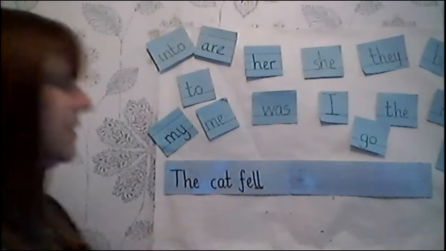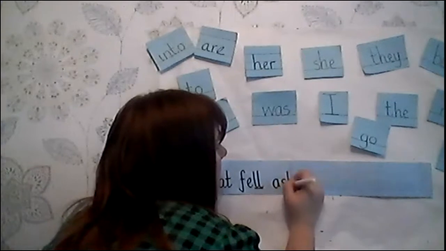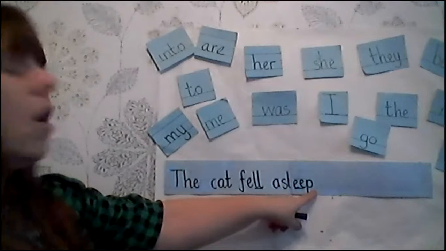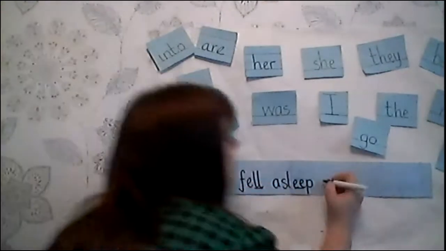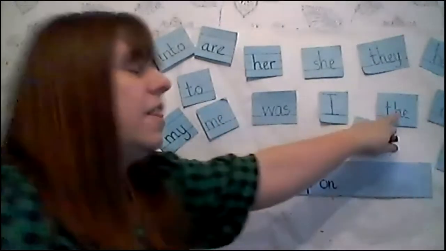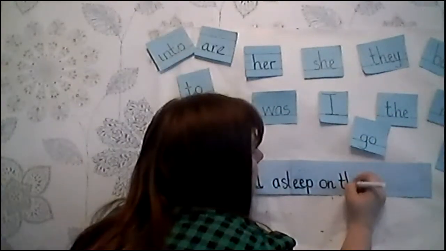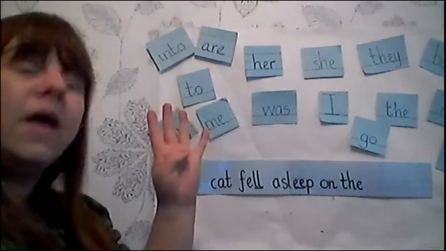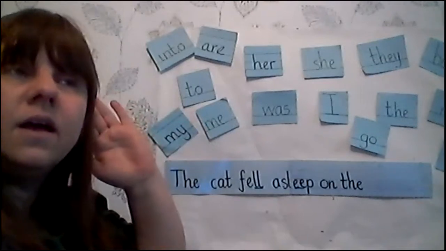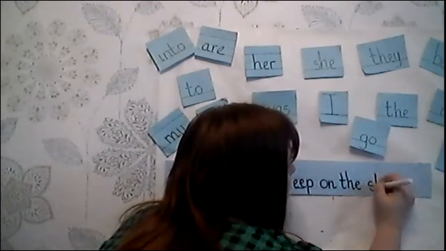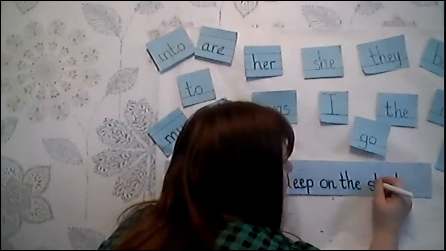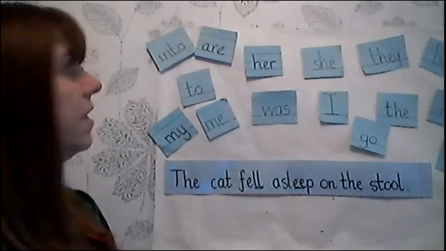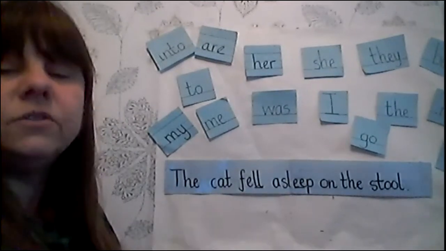The cat fell asleep. A, s, l, e, e, p, asleep. On the stool. On. The. Let's sound out stool. Are you ready? 1, 2, 3. Stool. Stool. Which two letters make the oo sound? Double o and o-o. Full stop at the end. The cat fell asleep on the stool. I think that's correct. You can reread it if you wish with your adult to check that it makes sense.